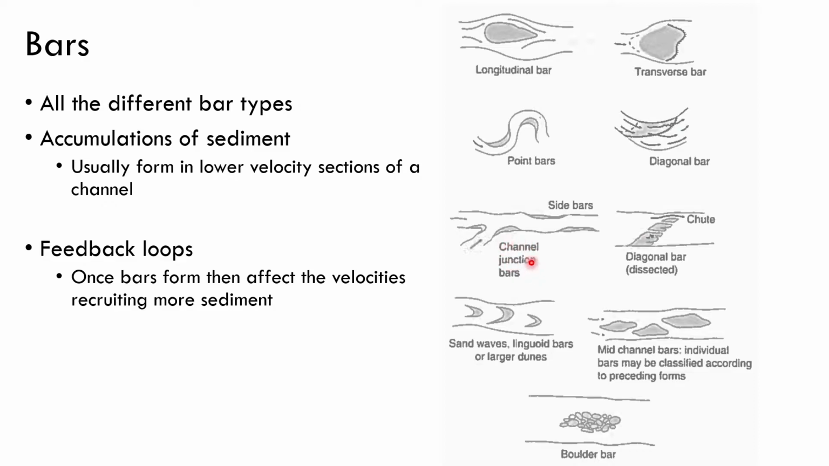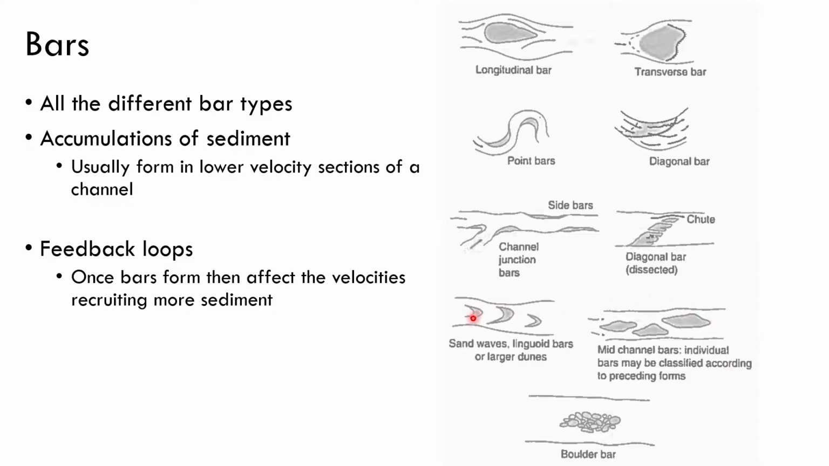Very often we get bars at tributary junctions, so where two streams come together, the velocities get mixed up, and we get a lot of deposition in those areas. I'll show you an example of that on the Cedar River here in just a minute.